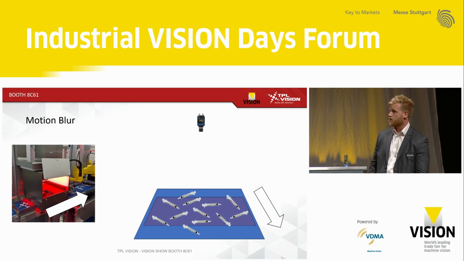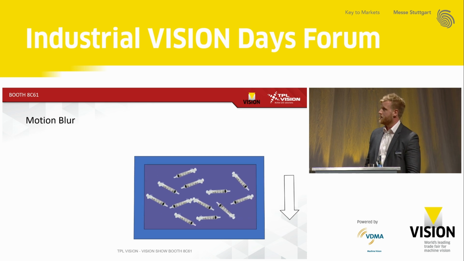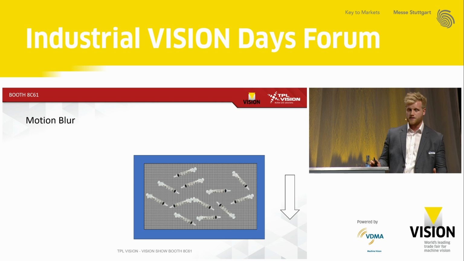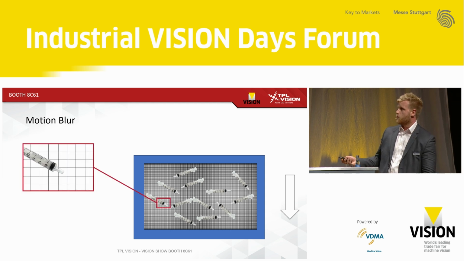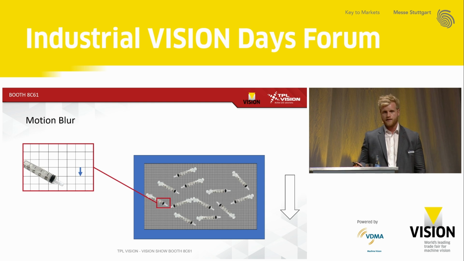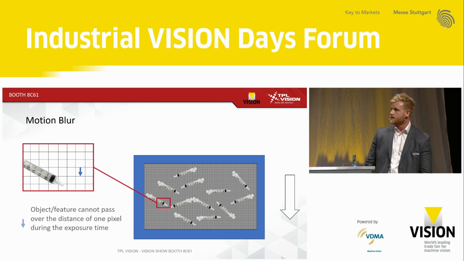Another problem is motion blur. This is probably something you all know, but there's a really easy way to calculate this. Motion blur is caused when one part moves over the distance of 1 pixel during the exposure time. So the way to get rid of motion blur is to reduce your exposure time as much as possible.